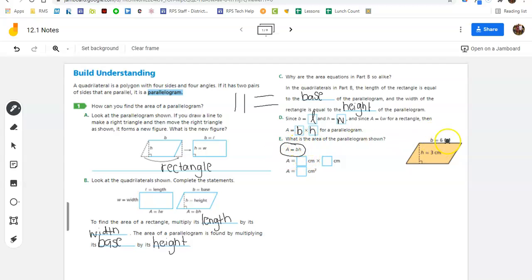And then we're just going to come over here. Our base is 6, so we're going to put 6 in for the base. Our height is 3, so we're going to put the 3 in for the height. 6 times 3 is 18. So this is our answer right here. Area equals 18 centimeters squared. Every time you must label. And when we do area, you have this little 2 up here because area is, we're finding a 2-dimensional figure.